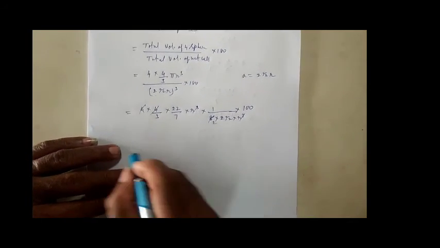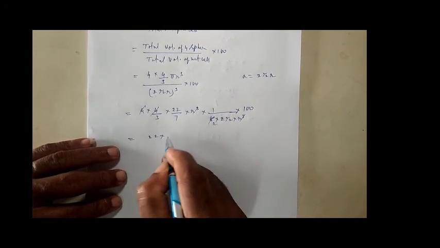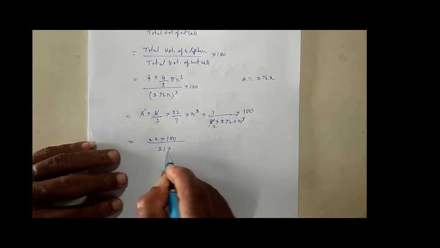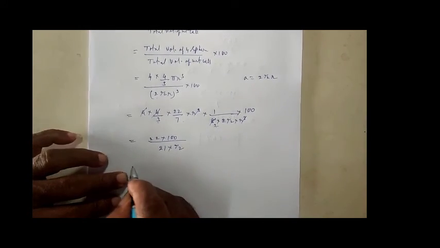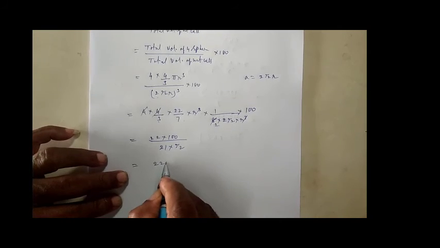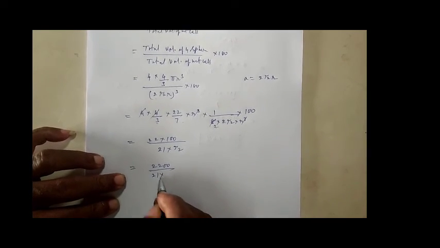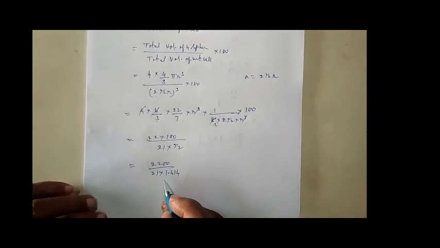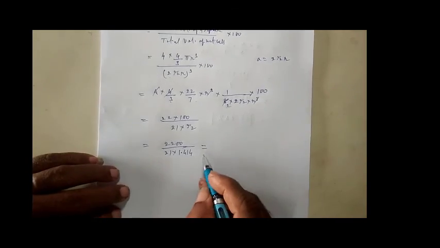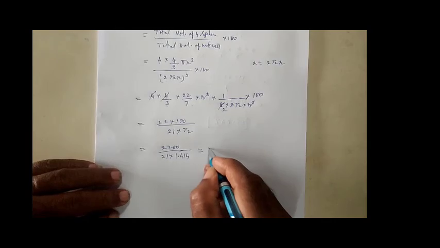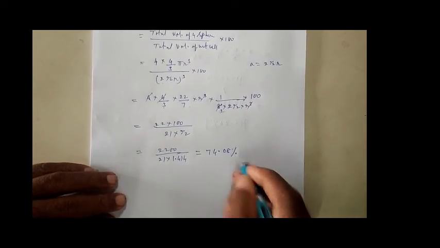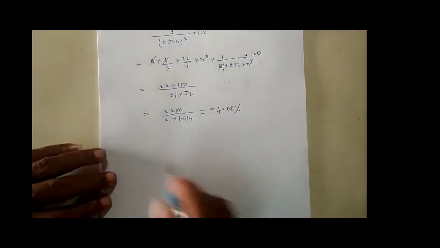4 here, 2 times 2 2's 4 get cancelled. And finally, what is left? 22 into 100 by 7 3's 21 into root 2 value. This becomes 2200 by 21 into 1.414. Root 2 value is 1.414. So after simplification, this becomes 74.08%.